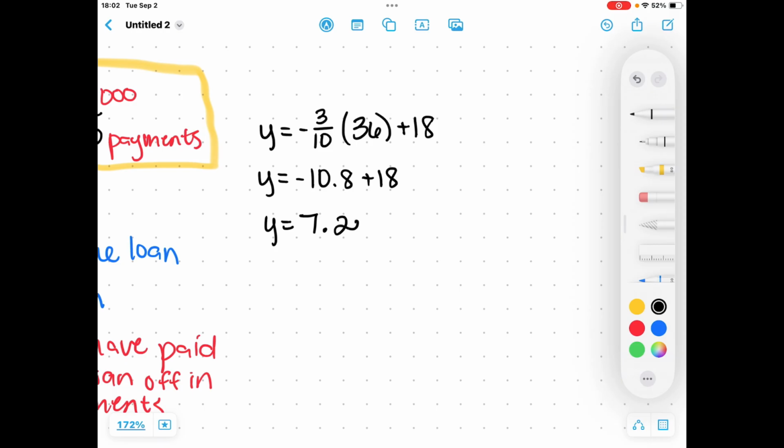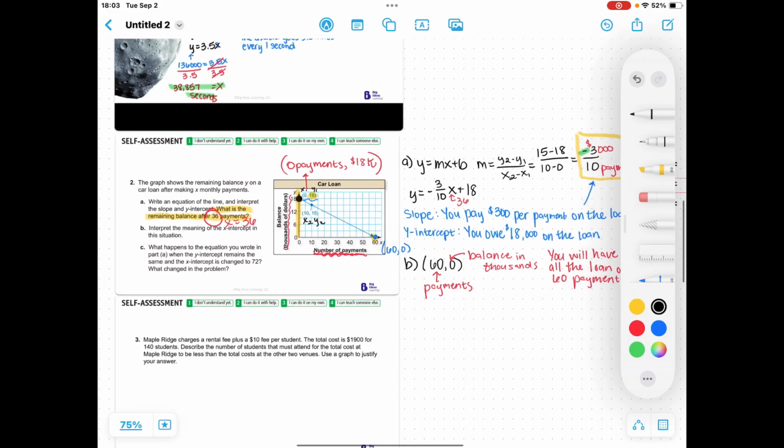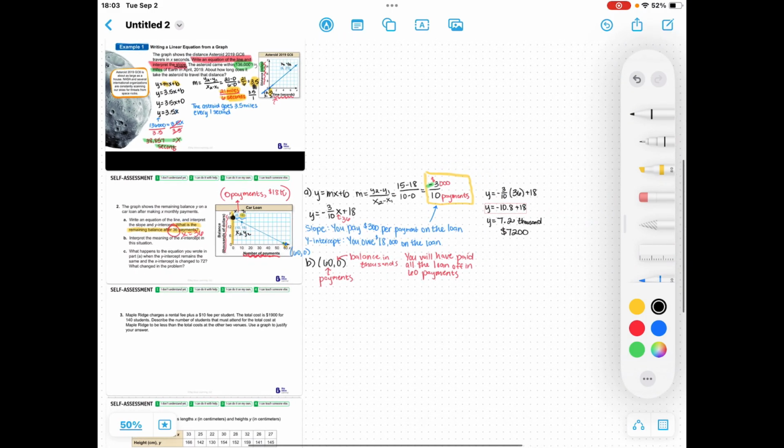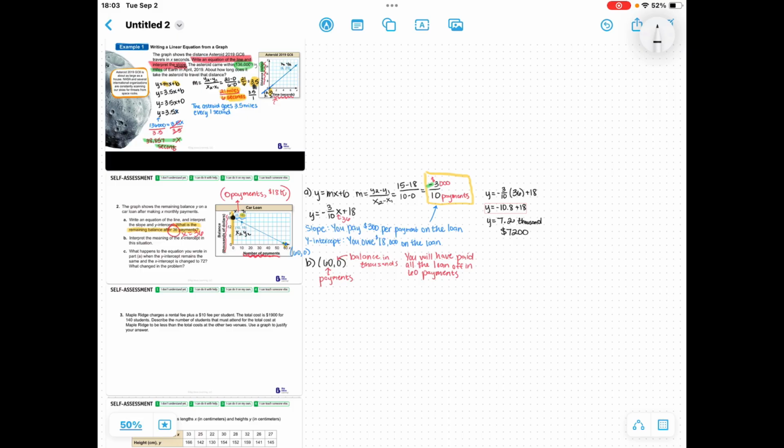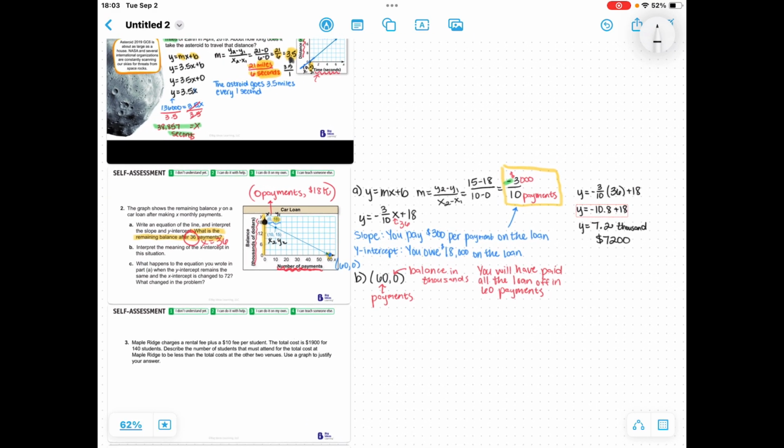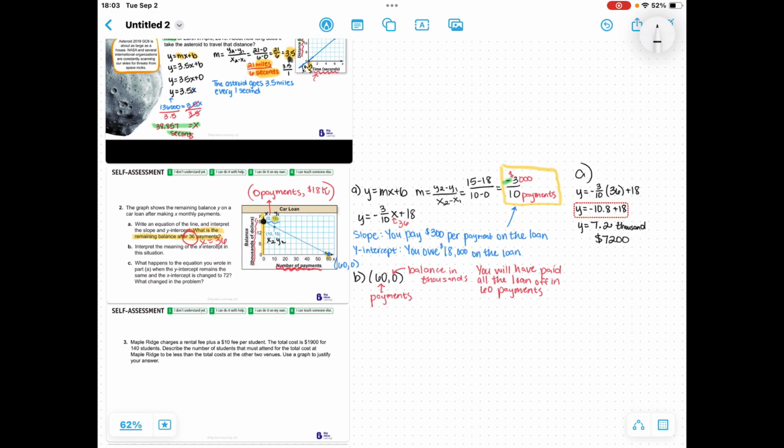Due to the fact that it is in thousands, this is 7.2 thousand, meaning that it turns into $7,200. I'm so sorry that I did end up missing that one particular section. I got sinus brain going on, so I did want to make sure we go back. This is also part of A, asking about what is the remaining balance after the 36 payments. And then B is just explaining what that x-intercept is.